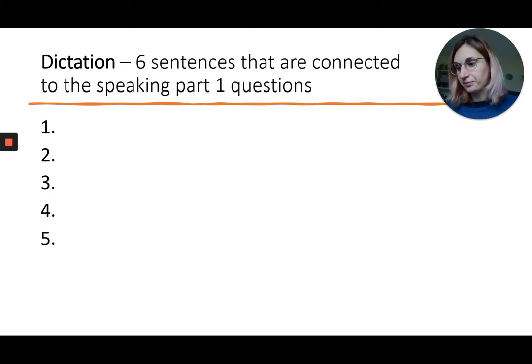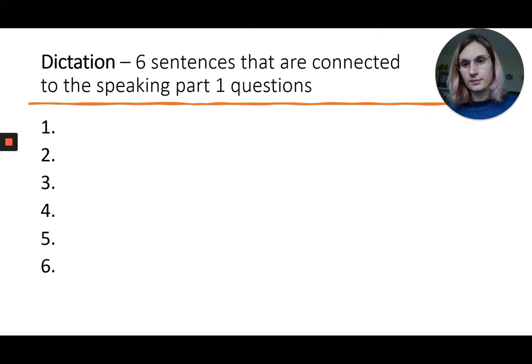Sentence 5. I love my bedroom because it's where I feel most comfortable.